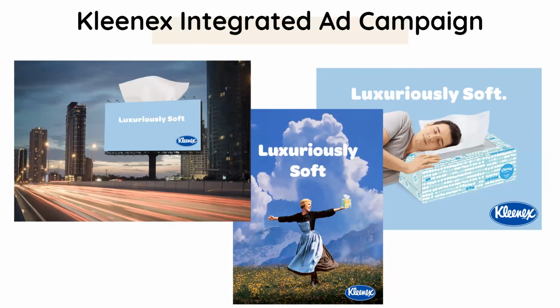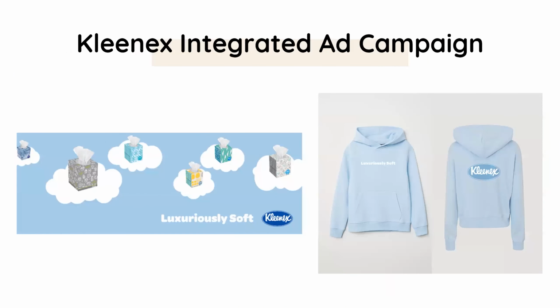My third project is a Kleenex integrated ad campaign. For this one, I created a billboard mockup, print ad, social media ad, animated banner, and a merchandise mockup. This was a good project to include because it showed my ability to come up with creative concepts across all types of platforms, both printed and digital.